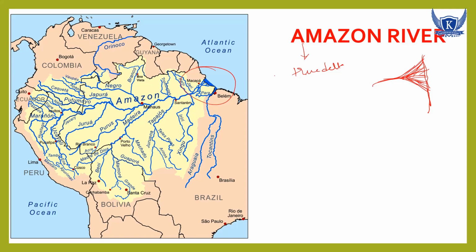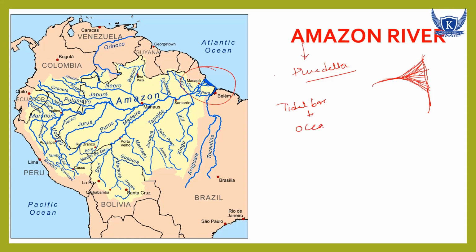But in the case of the Amazon River, there is no true delta. Delta is not formed here. What is the reason why the delta is not formed here? Because of the tidal bore, the ocean carries away the silt.